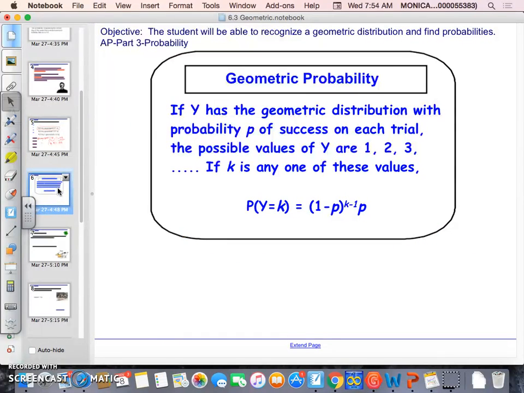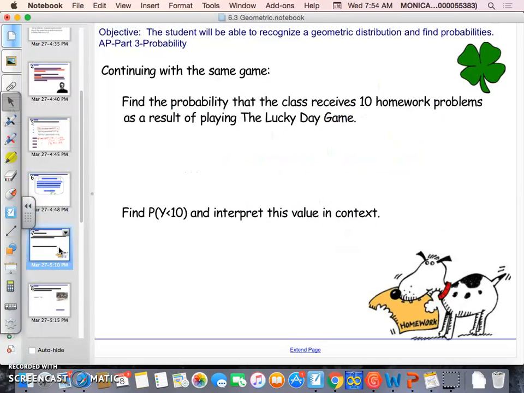If you want to do it longhand, we call this Q. So it would be Q to the K minus 1 times the probability. That's another way to do it. But it's easier to me just to use my calculator and go into a distribution.